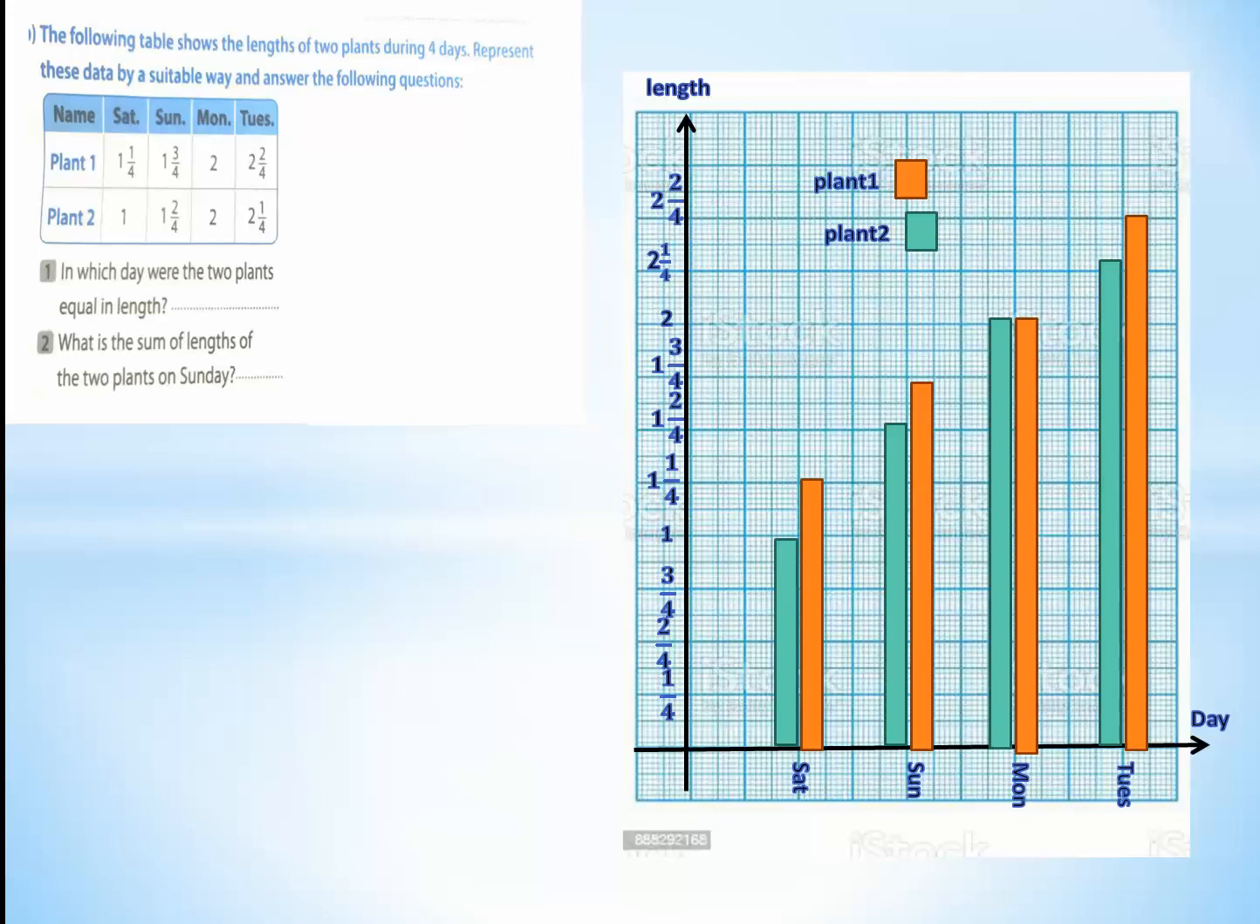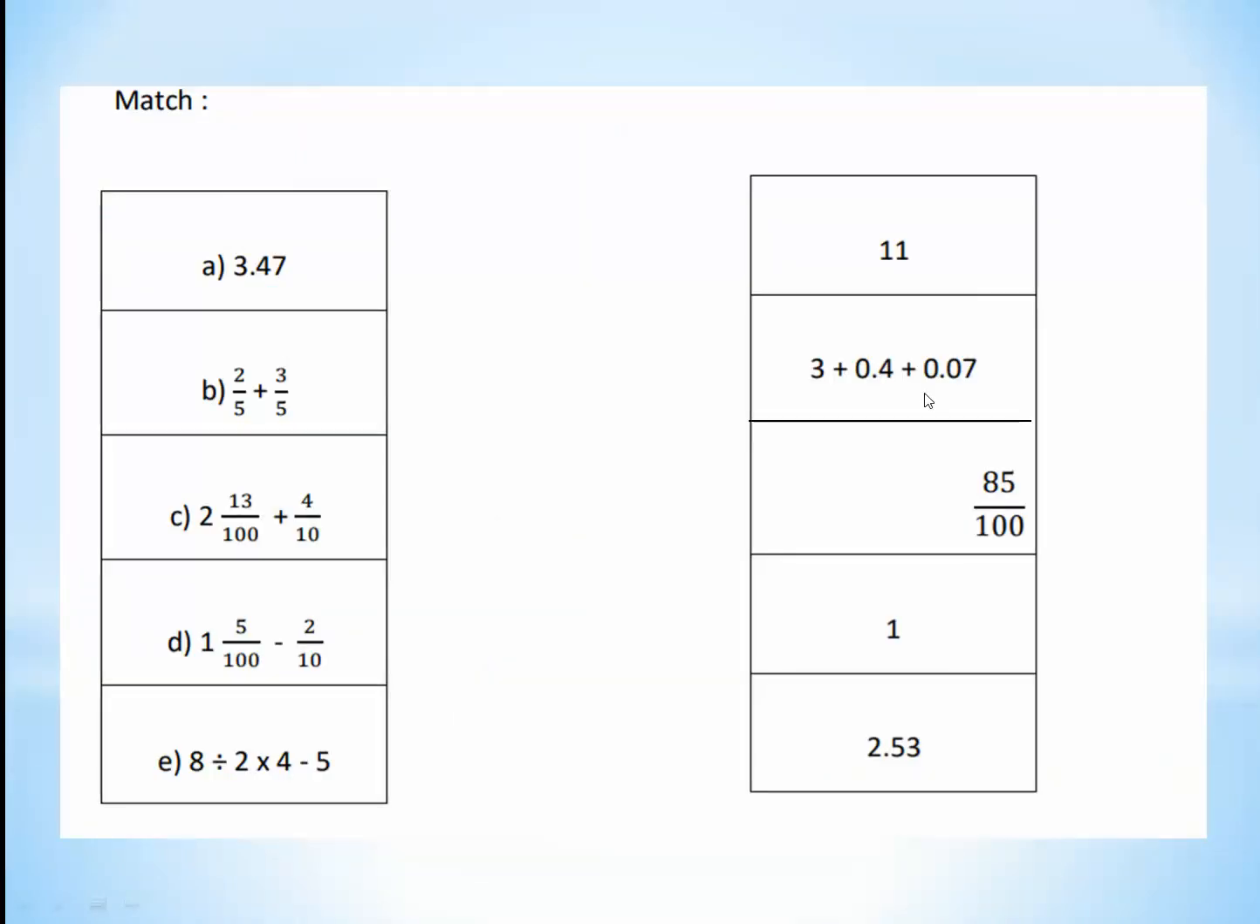In which day were the two plants equal in length? Monday. What is the sum of length of the two plants on Sunday? Okay, we have 1 3/4 and 1 1/4. On Sunday we have 1 and 3/4 and 1 and 1/4, which is 3.